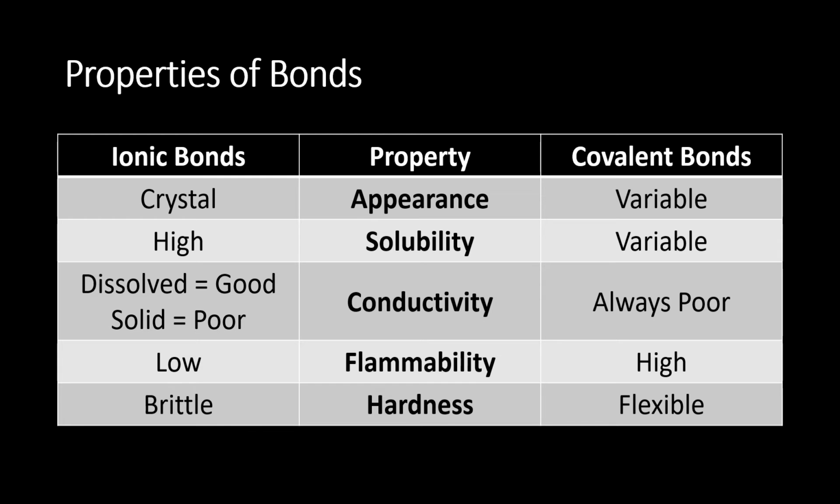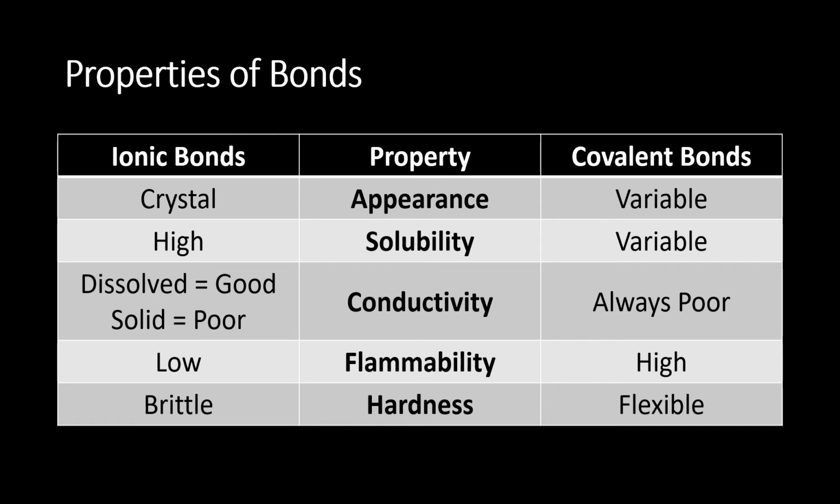A good example for an ionic compound, as I already mentioned, is regular table salt, sodium chloride. If you were to take a big piece of rock salt or halite, which is the mineral name for table salt, NaCl, and strike that with a hammer, it would just shatter into millions of little pieces.